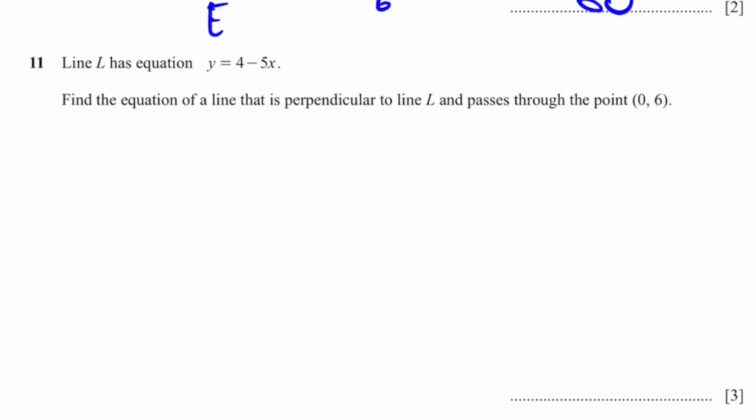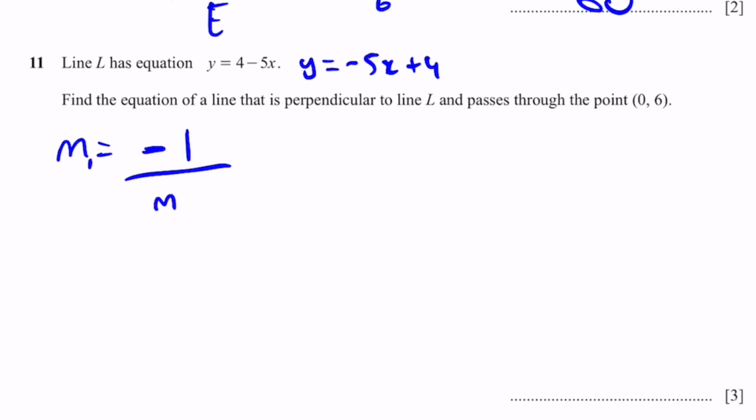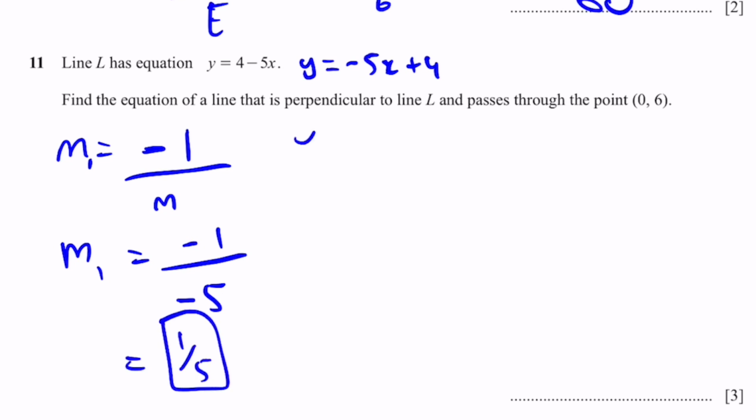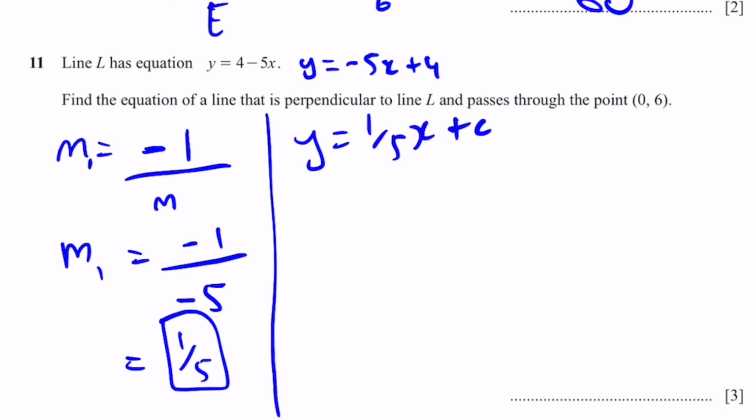Line L has the equation y equals 4 minus 5x. Find the equation of a line that's perpendicular to line L and passes through the point 0, 6. This line can be written as y equals minus 5x plus 4. Now, perpendicular to line L means that the gradient will be minus 1 over the original gradient m. We can name the new gradient as m1. So m1 is equal to minus 1 over minus 5. That will be equal to 1/5. So y equals 1/5 x plus c. And c is the y-intercept, right?